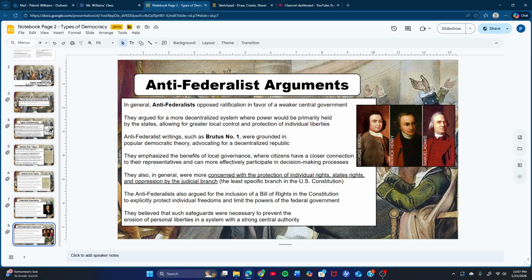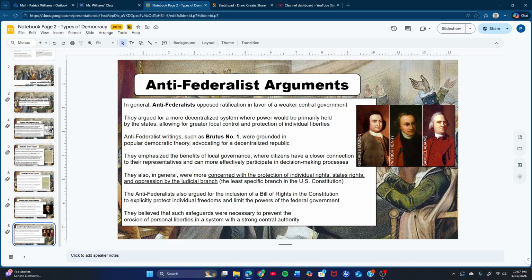So they were deeply concerned about protecting their individual rights, their state rights, and preventing oppression by the judiciary. Notice that Article 3 of the Constitution creates the judicial branch, right? Unfortunately, it was super vague compared to Articles 1 and 2, so the Anti-Federalists were worried, who will check the Supreme Court, right?